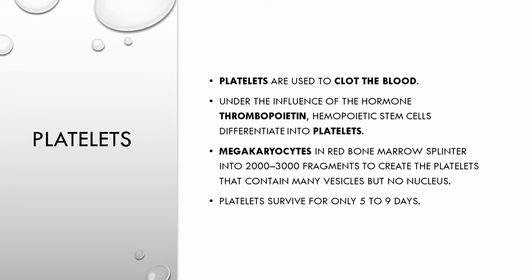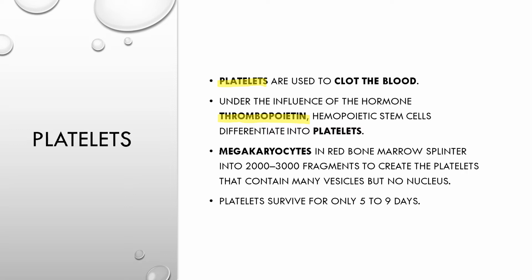Besides the immature cell types that develop into erythrocytes and leukocytes, hemopoietic stem cells will also differentiate into cells that produce platelets. Now, under the influence of the hormone thrombopoietin, myeloid stem cells will develop into these megakaryocyte colony-forming cells that in turn develop into the precursor cells called megakaryoblasts.